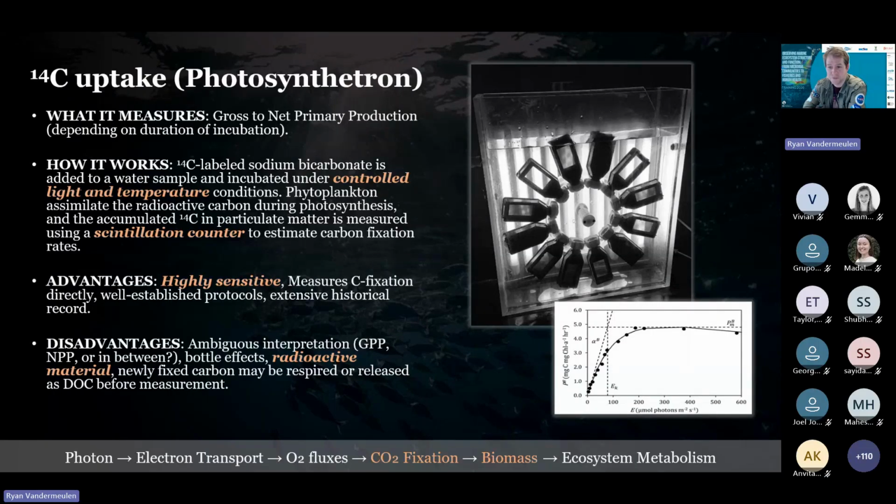This is an extremely sensitive method. It works even at very low productivity rates in oligotrophic gyres and has generated one of the longest and most valuable productivity records in oceanography. But as we mentioned, the interpretation can be somewhat fuzzy, and we still have to contend with the fact that we're physically moving phytoplankton out of their native environment.